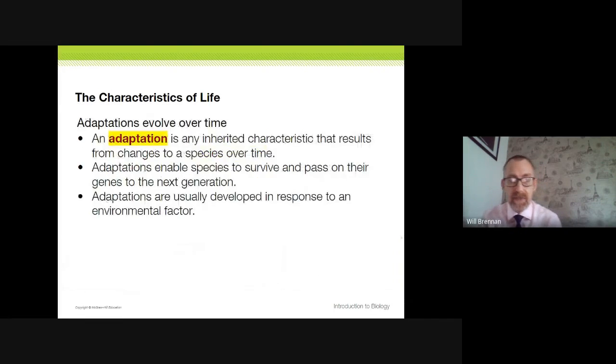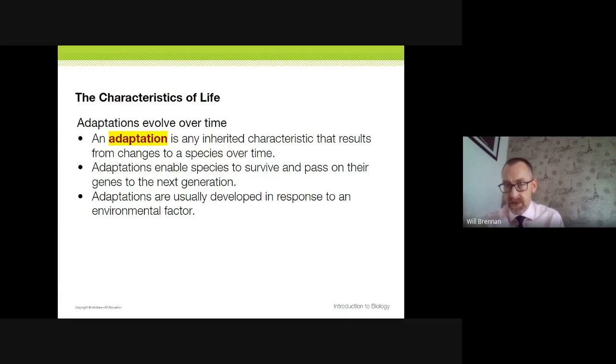And number 8, all living things show adaptations that evolve over time. Adaptations are characteristics that are inherited, that evolve in a species over multiple generations. These are adaptations that help the species to survive, and they're usually a response to something that happens in the environment. It's why cactuses can live in a desert, because they have developed to the environment which does not have much water. All adaptations are things that develop over generations and evolve over time.